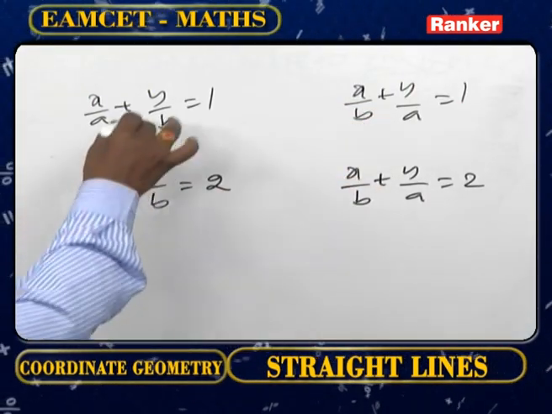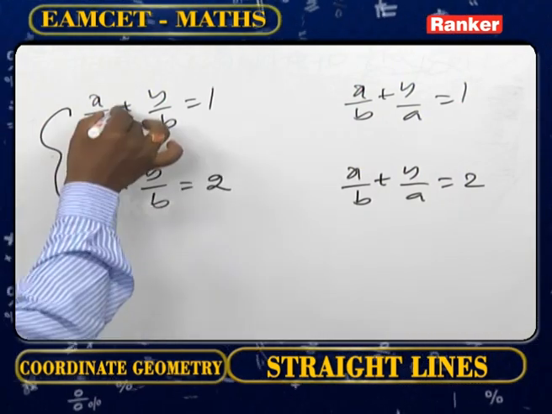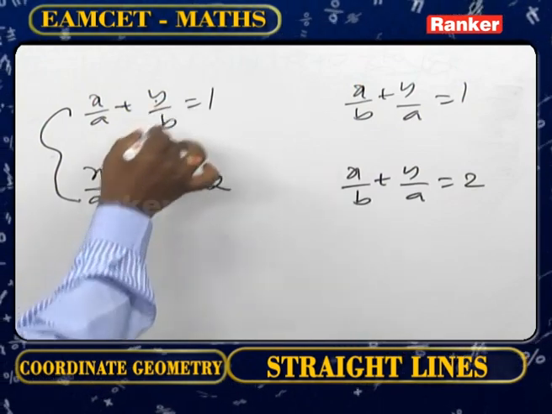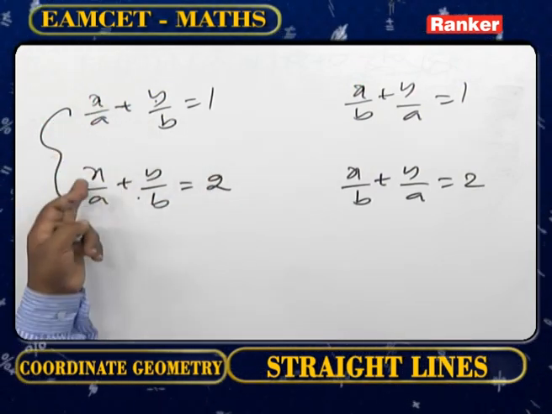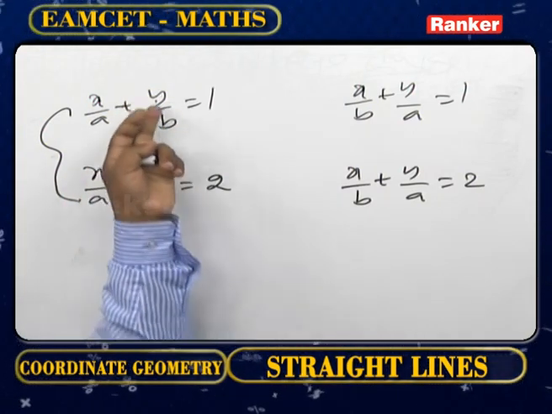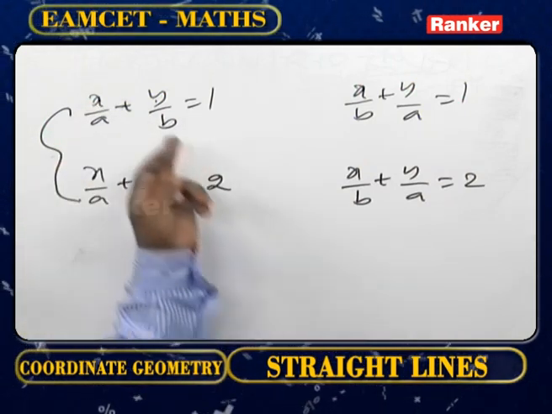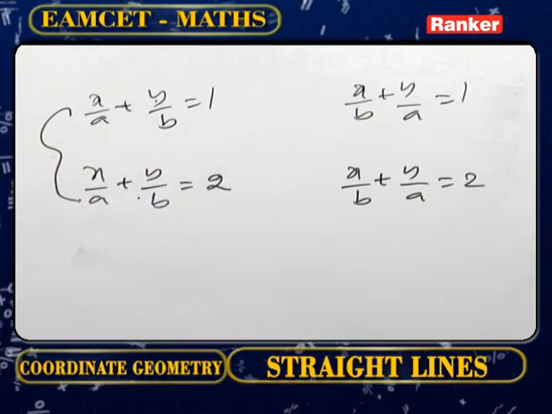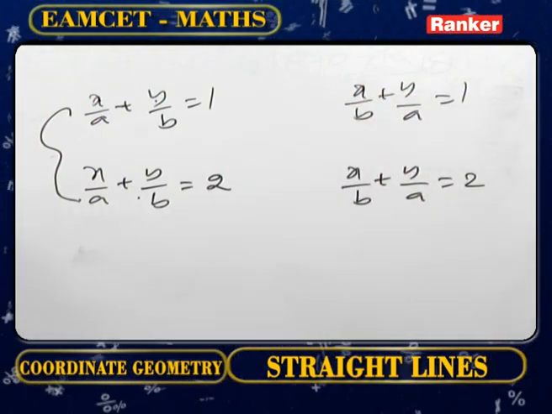Now observe the four lines. In those four lines, the first and third are parallel to each other, because the coefficient of x in the first line is 1/a, and in the third line also 1/a; the coefficient of y in the first line is 1/b, and in the third line 1/b. Then lines 1 and 3 are parallel. Similarly, the second and fourth lines are parallel.